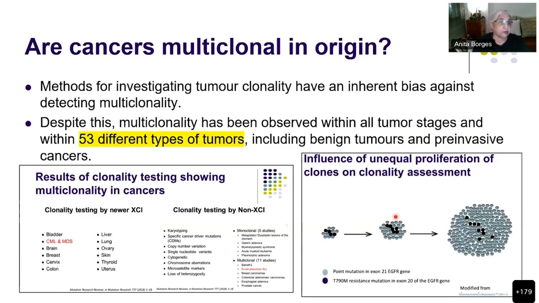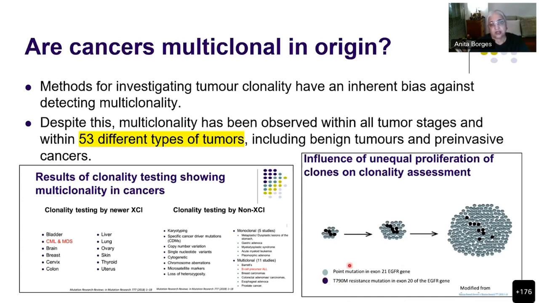People who have studied multiclonality have found that there are at least 53 different types of tumors, and I've shown some of them over here. You need not read that. Whether they are benign, pre-invasive cancers or invasive cancers, they have been shown to be multiclonal. And here is the iconic picture, if you wish, which I just drew. The black are the resistant clones, and the gray are the sensitive clones.